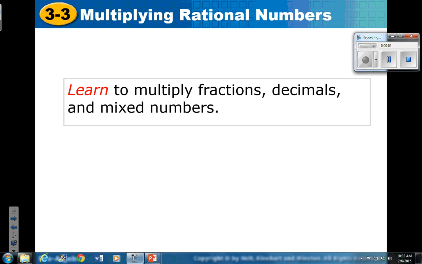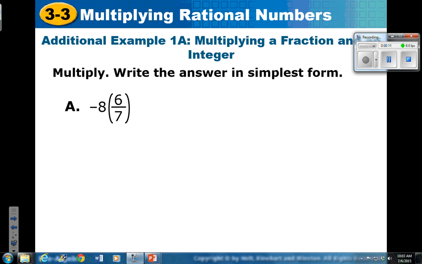Okay, the lesson is called Multiplying Rational Numbers, and you're going to learn to multiply fractions, decimals, and mixed numbers. There's a lot to take. Okay, we're going to multiply here and write our answer in simplest form.